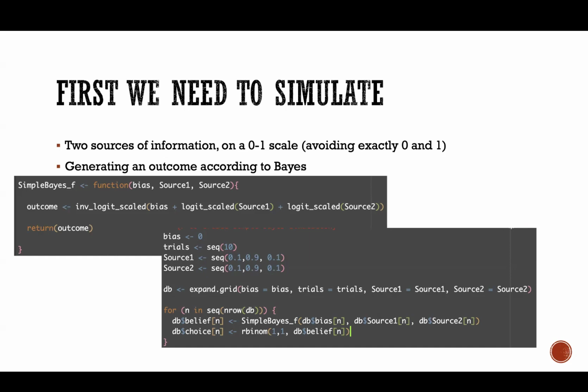And then for each row in the expanded grid, we apply simple Bayes. And then we also apply a decision rule, which in this case is simply a binomial, where we sample 1 trial 1 time from the estimate that the model has created, right? So that we have both an outcome in terms of the rate, but also an outcome in terms of 0 and 1s. Because in the true data, we will not have the belief of the participants, but only their choices.